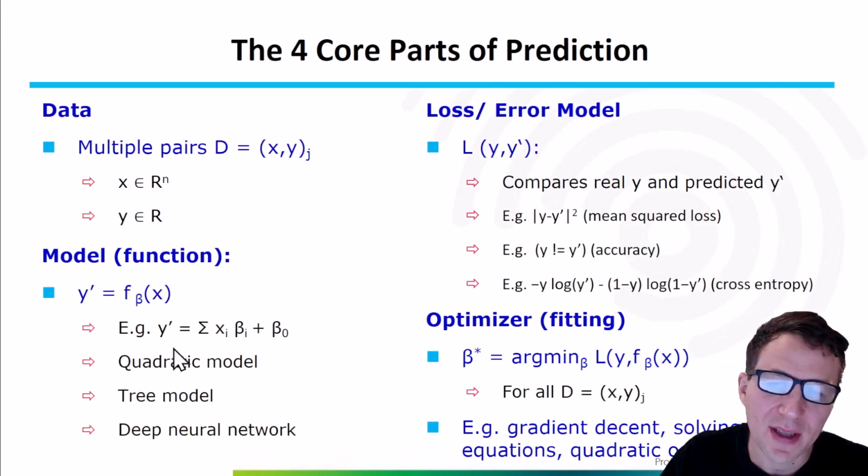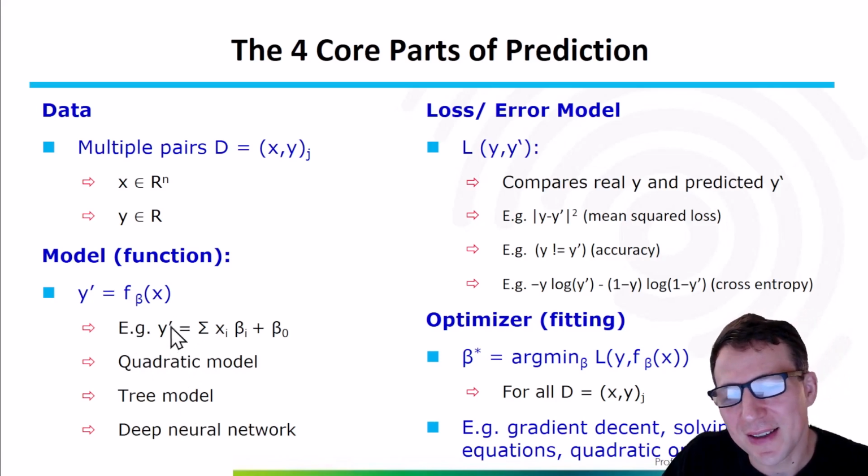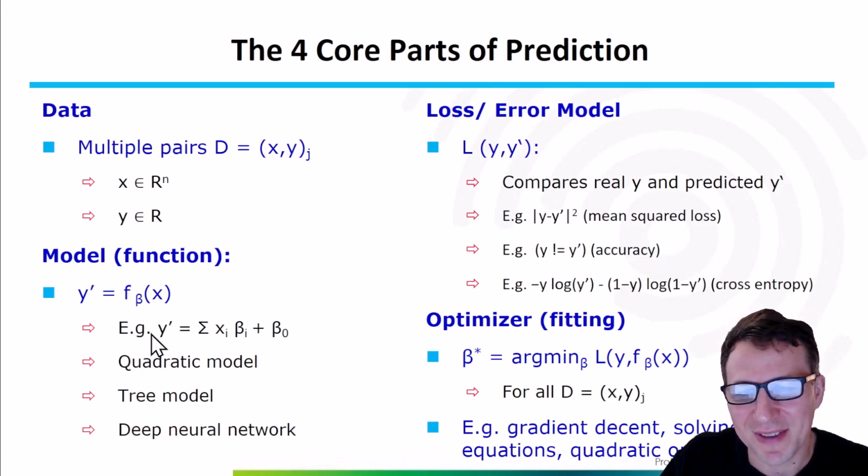The question is, what kind of model, what kind of function should you choose? And the idea is that it has to match the data. Some models just perform better on certain data sets than other models. And this is what we need to find out when we work on a prediction problem.